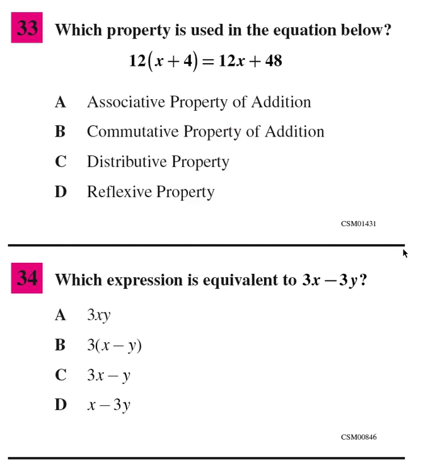Problem 33. Which property is used in the equation below? Twelve times x plus 4 quantity is 12 times x plus 12 times 4. That's the distributive property. The 12 is being distributed to the x and the 4.